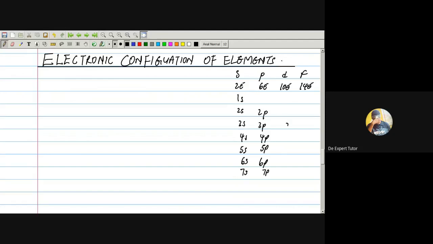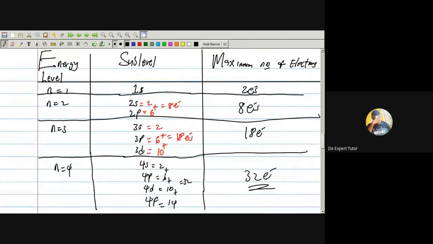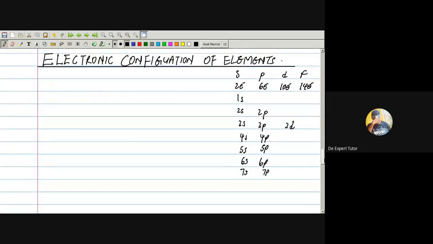D starts from 3. If you observe the pattern, I have 1s, but I don't have 1p. Why? Remember that in the first energy level, n equals 1, you only have s there, not p. So just take note that I only have 1s.